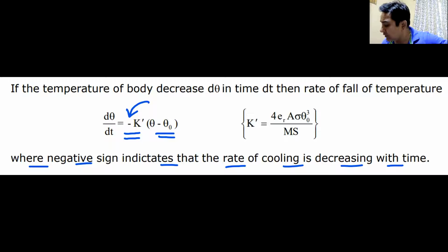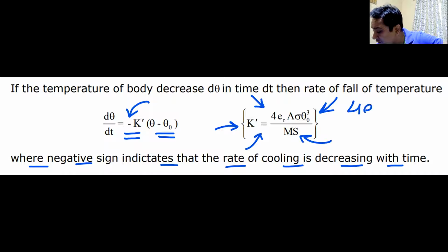Now, what is the value of this constant? You may not be asked this value because its derivation is out of your syllabus. But if you want to know the value of this constant, and I'm writing it in bold, it is 4 times e sigma, where 4 is a number, e is the emissivity, and sigma is the constant.